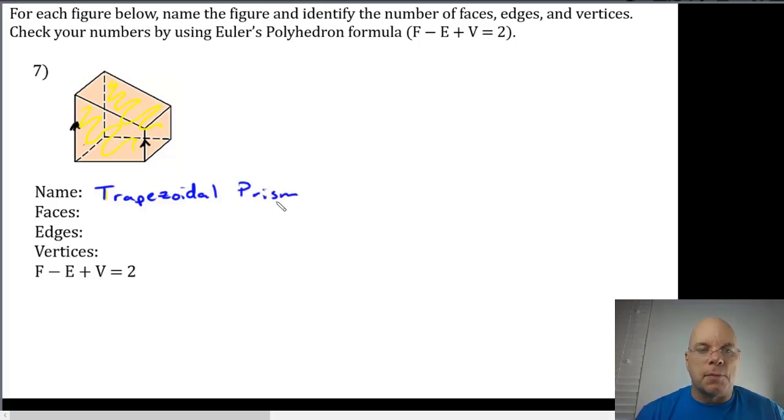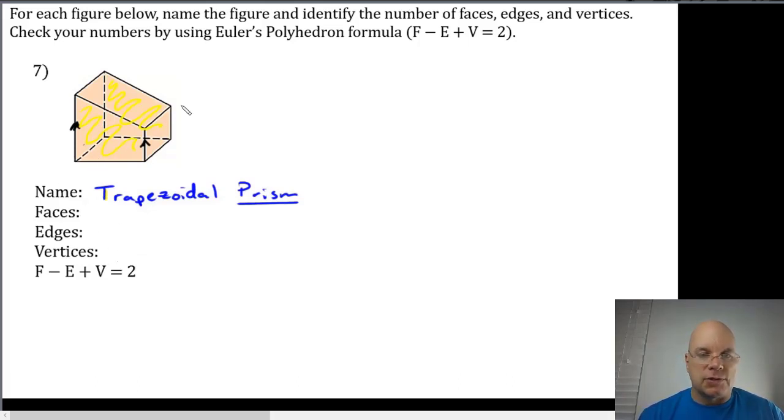Prism, first and foremost, because it has, I shouldn't say exactly one pair, because there are other prisms that have more than one pair, but it has to have at least one pair of parallel and congruent bases to be a prism, and it certainly does. These two trapezoids are both parallel and congruent. And then you name the prism based on the shape of that base, and since the base is a trapezoid, it's a trapezoidal prism.